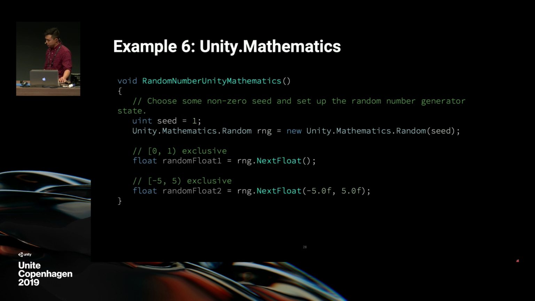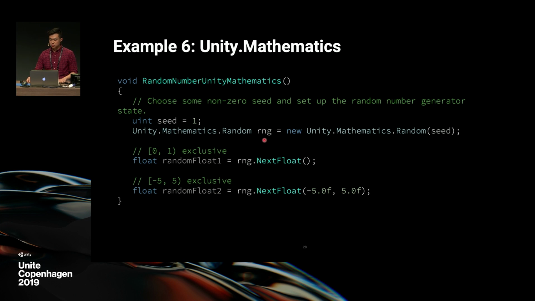How do you do this in Unity Mathematics? The first biggest difference is instead of accessing some global static property, you instead have to maintain your own state, your own random number generator state. You do this by doing new Unity Mathematics random, and you give it a seed of your choosing. It's up to you. It needs to be non-zero, but that's fine. Just pick one. And then once you've newed this up, this is your random number generator.